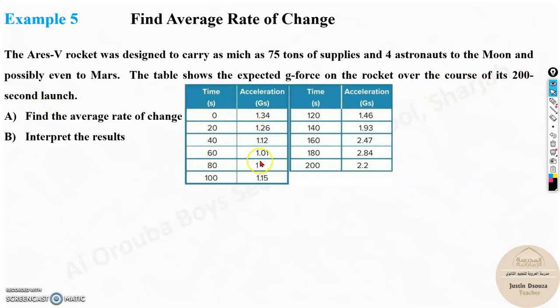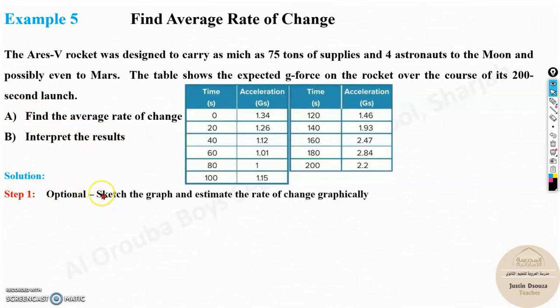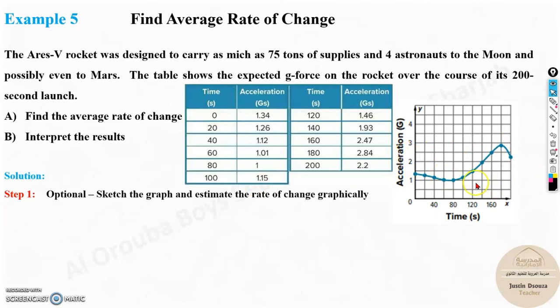So now we have the times given and the acceleration, that is G force, is also given. And we have to find the average rate of change, and we need to interpret this result. Now, first thing is optional: to graph. You can graph this because we'll understand how the graph is. It is not compulsory to graph this. You can even find the average rate of change just by the values over here. But by graphing, let's just double check it.